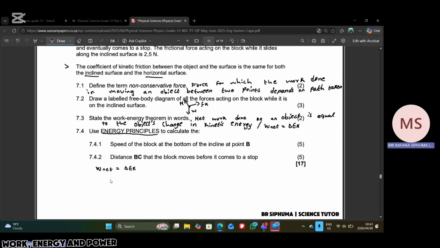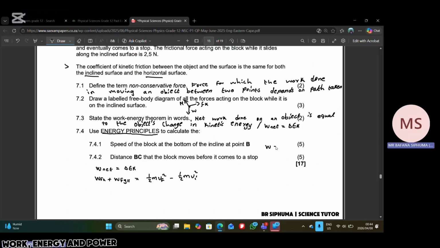All right. So in this case, you're going to ask yourself, what is my W net made up of? My work done by friction, which is Fk, plus work done by Fg parallel, because that is on the incline, right? Work done by the force of gravity parallel. Then you're going to have change in Ek, which is equal to 1 over 2 mv squared final minus 1 over 2 mv squared initial.